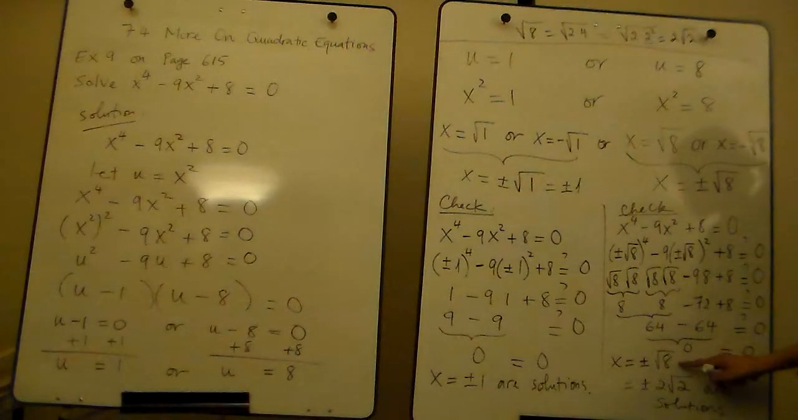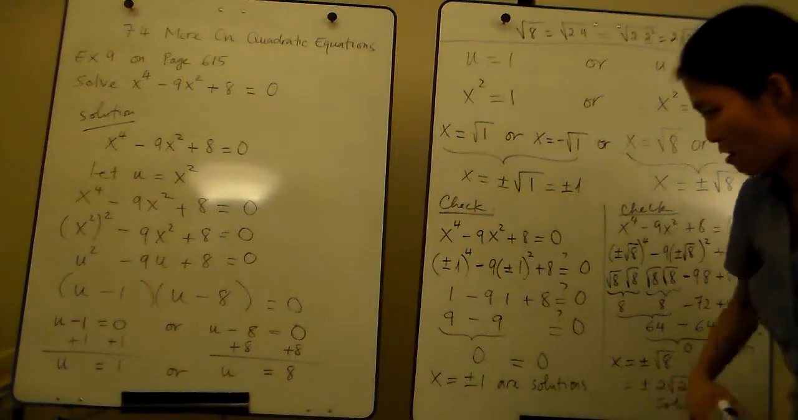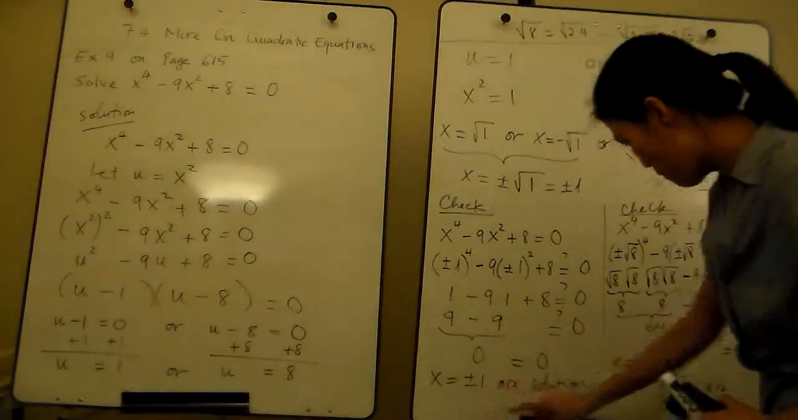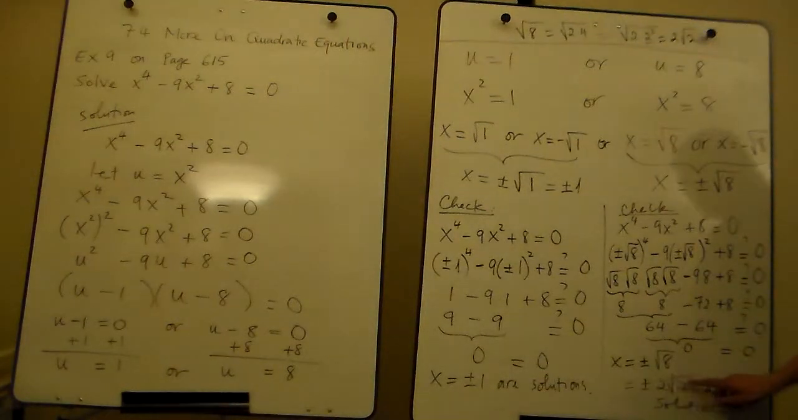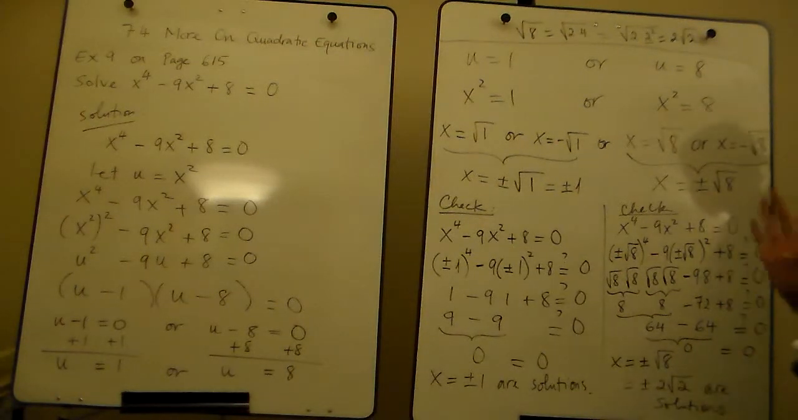So make sure you simplify square root of 8, because 8 is not a prime number. That means you can continue to simplify as much as you can. So the four solutions are 1, -1, 2 square root of 2, and -2 square root of 2. There are 4 solutions.